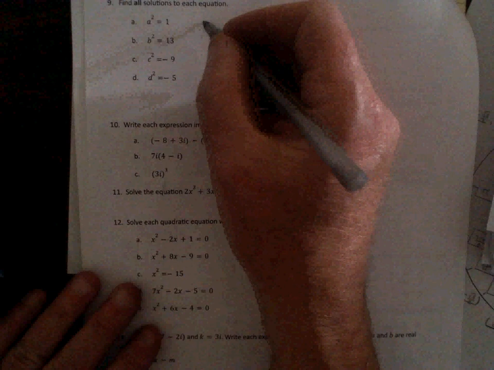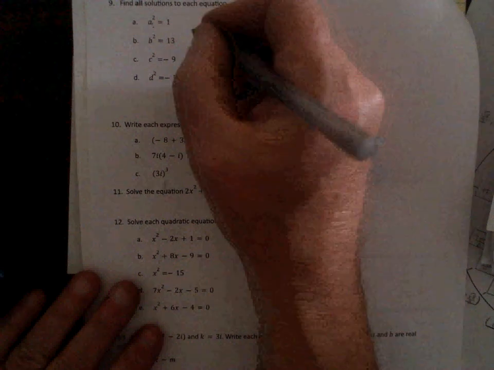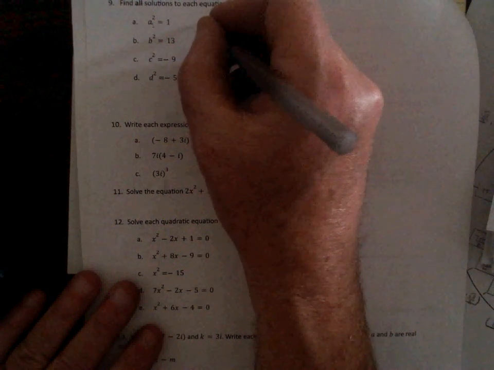Now here we got, find all the solutions to the equation. Now y'all, stretch your fingers out a minute. You got a squared equals 1. Take the square root of both sides.